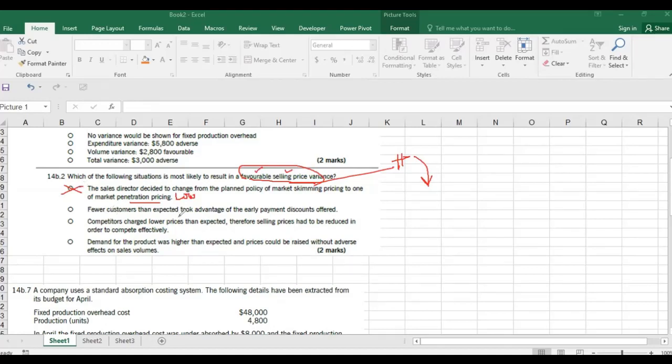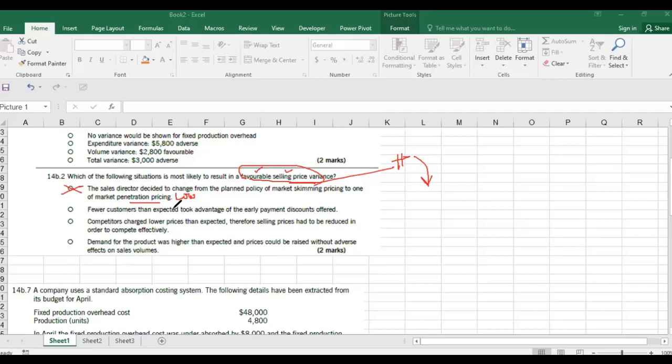B, fewer customers than expected took advantage of the early payment discounts offered. This also is not the answer. If fewer customers are taking advantage, it's not going to make any selling price variance. It is about payments and discounts. Goods have already been sold. You have not changed the selling price. Now this is an additional discount on receivables which you give, and it will only be shown in cost of sales or in your admin expenses. When you give a discount to customers, your sales are not affected.